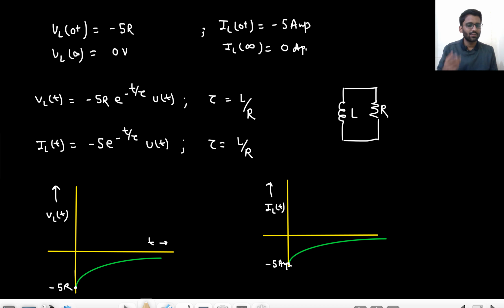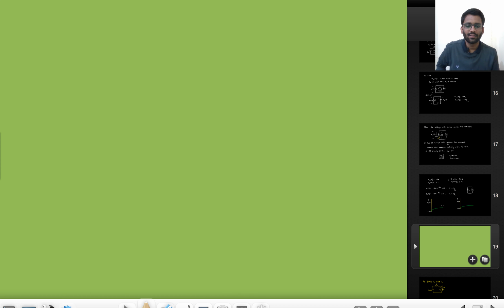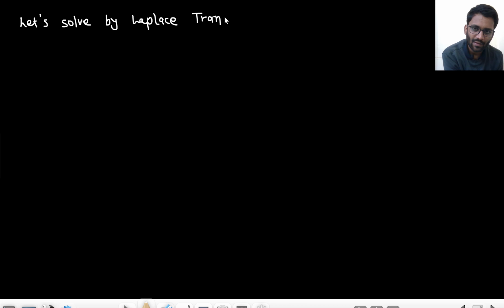And let's just solve this question by Laplace transform as well. So if you remember, I have told you these concepts. The inductor will be replaced in Laplace transform. This L will be replaced in Laplace transform by Ls.